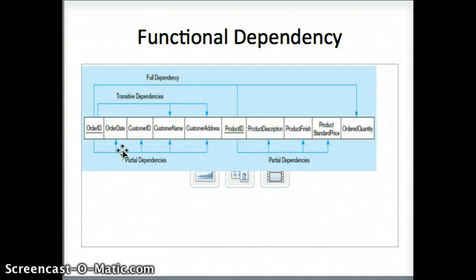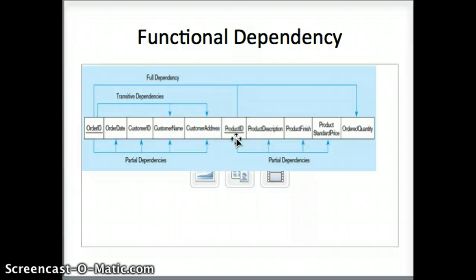Order date, customer ID, customer name, and customer address are non-key attributes which depend on order ID, so it is a partial dependency. Similar case with product description, product finish, product standard price. They are non-key attributes which depend on product ID, so it is also a partial dependency.